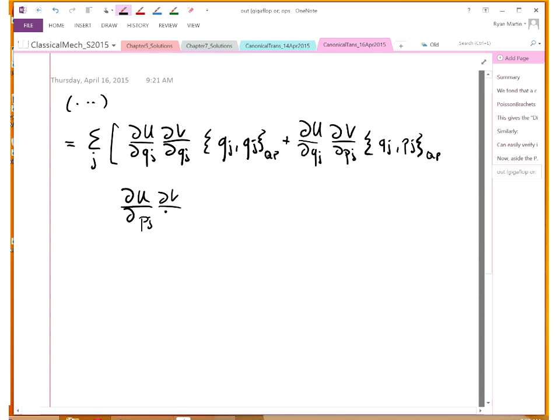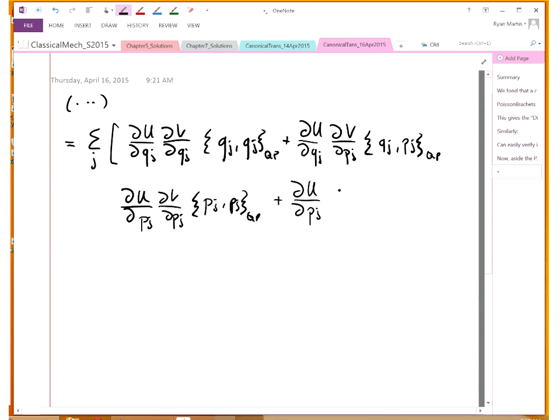And there's two more terms. The other term you would have factored out would have been ∂u/∂p_j ∂v/∂p_j, and you would have found that multiplied the Poisson bracket of p_j and p_j, evaluated in q, p, to be complete.